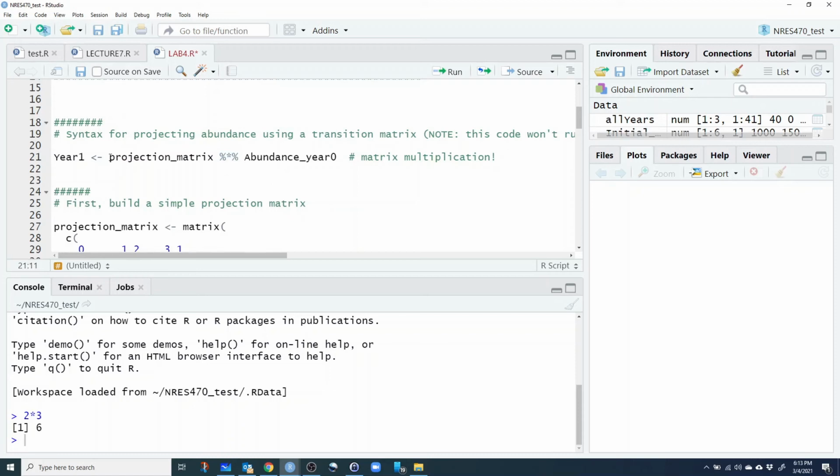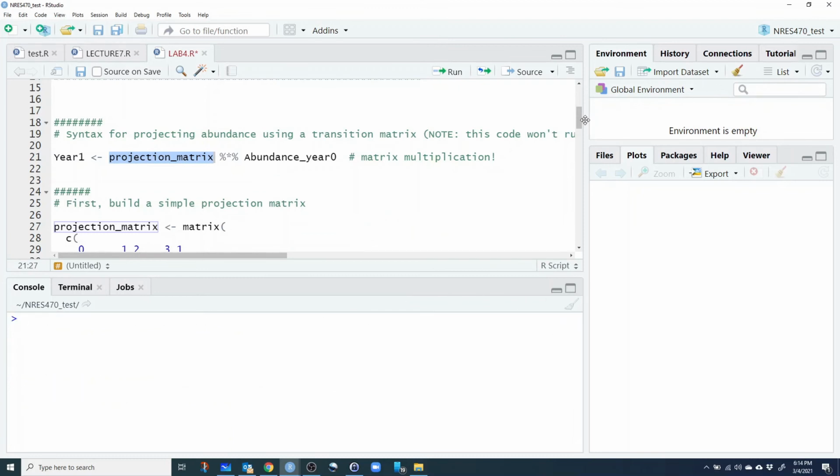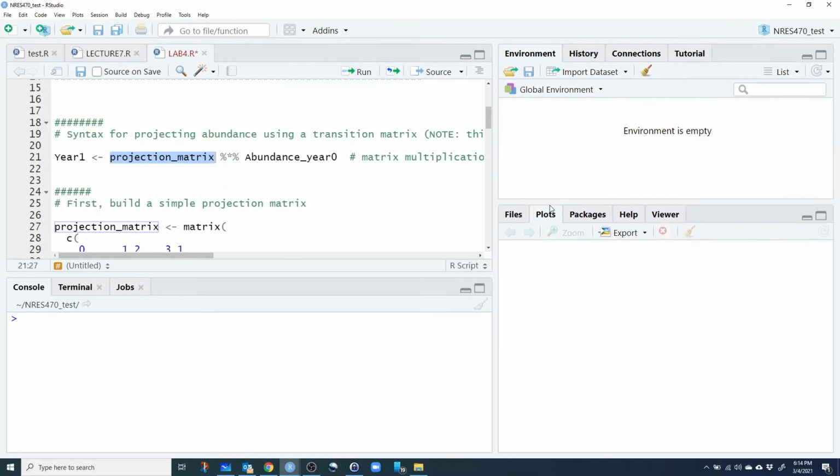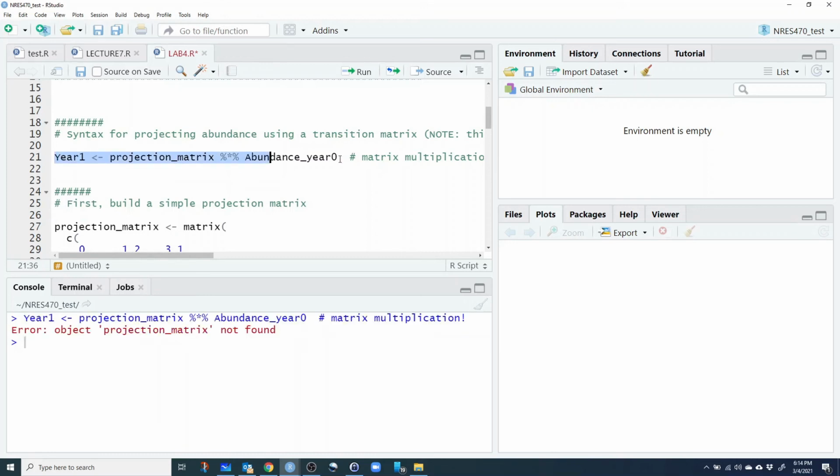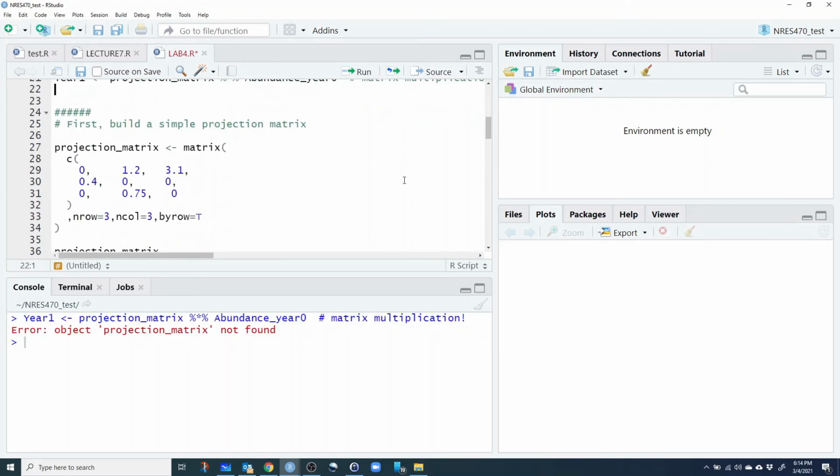Now this line won't run because we haven't defined the projection matrix. Here, I'll just get rid of my workspace so that it's clear. So we don't have any object called projection matrix in our environment, or the initial abundance vector. So we cannot do a projection yet. This is just going to error. This just gives the syntax for how we do matrix multiplication.